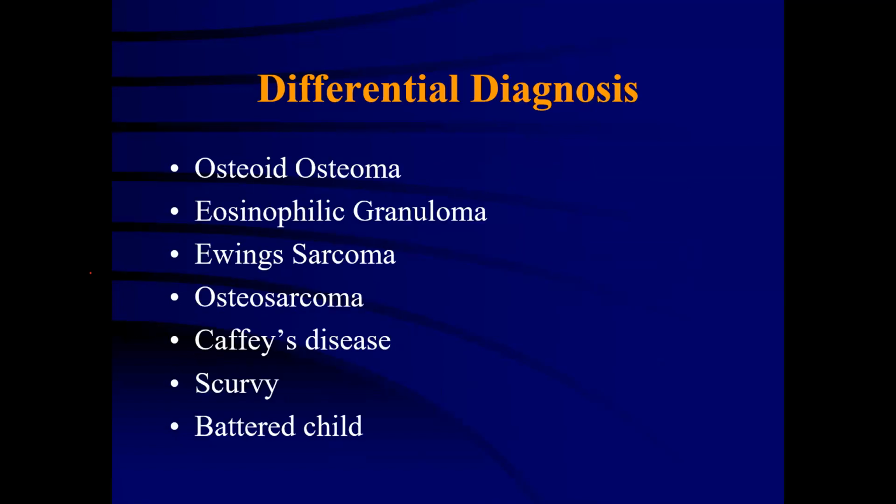And when you're considering the differential diagnosis of an infection, you should think of an osteoblastoma, an eosinophilic granuloma, Ewing sarcoma, osteosarcoma, Caffey's disease, scurvy, and the battered child. Let's keep this in mind.